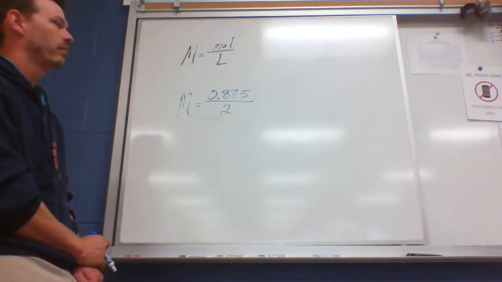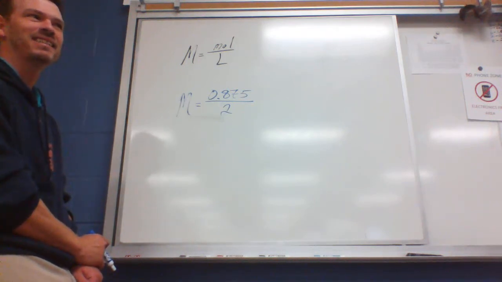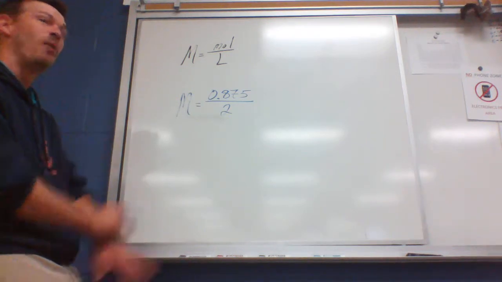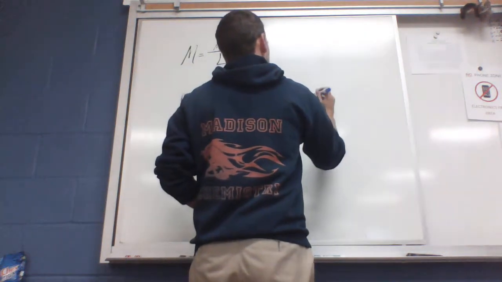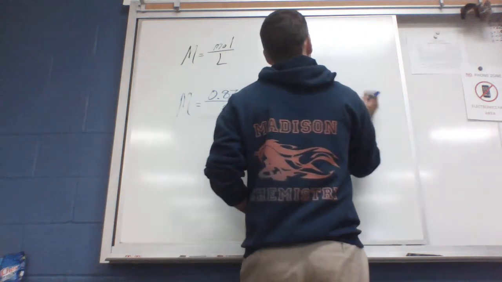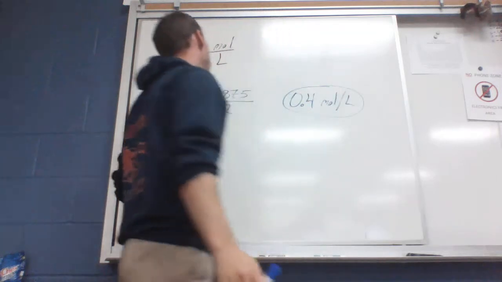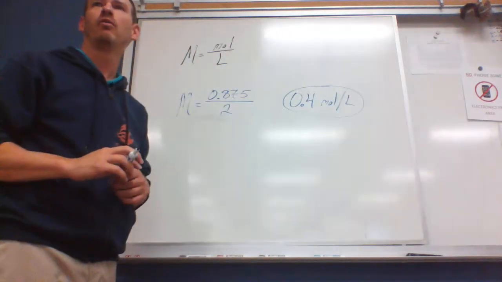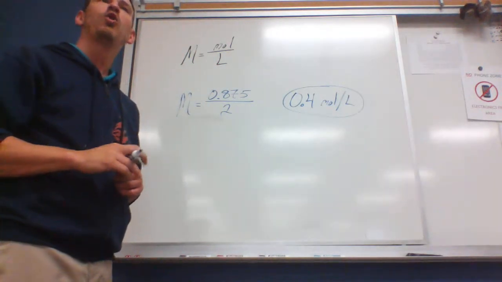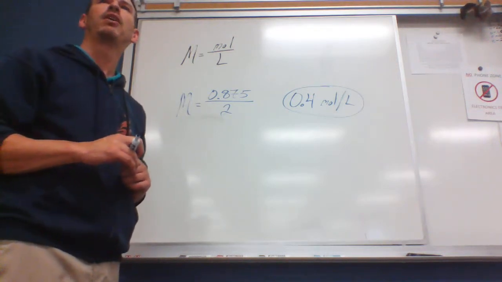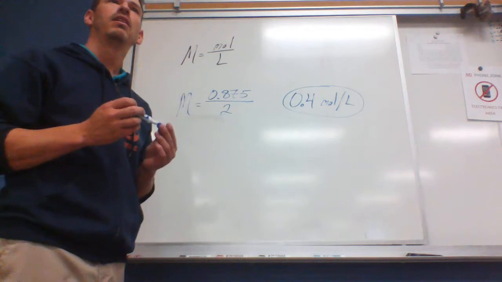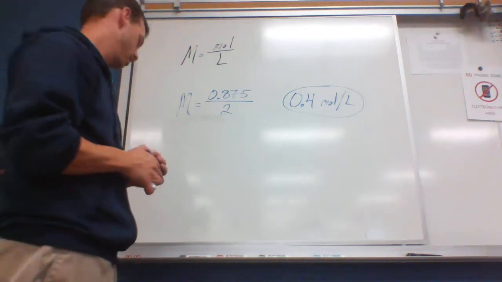0.43. Oh, that was too many numbers. Yeah, sorry. 0.44. Oh, it's still too many numbers. 0.4. 0.4, right. Nice. The answer here can only be 0.4 moles per liter because we can only have one sig fig, so be careful. Questions on how I did that? Solve the third one by yourself, please. Do number 3.